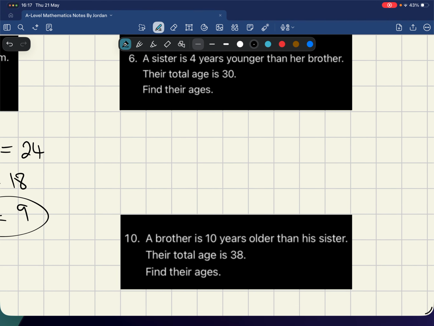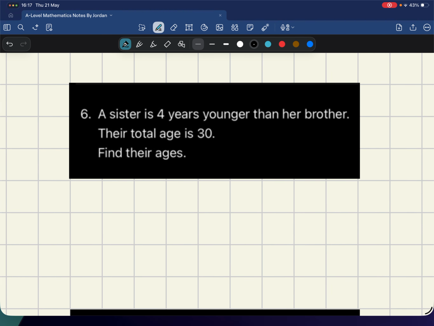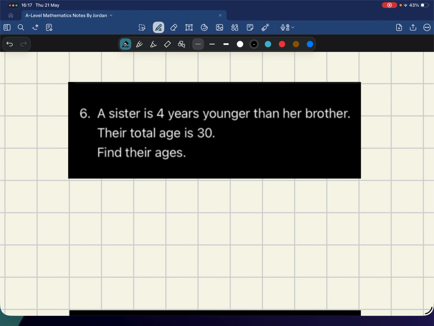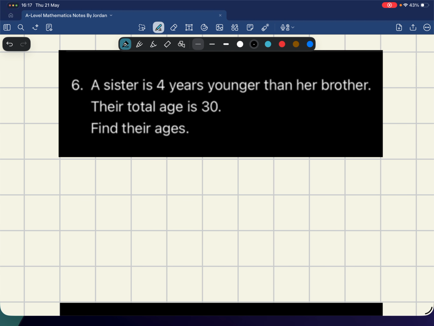And we'll have a go at number 6. So these two questions are really similar, so you'll find a very similar approach for this type. You can do these in different ways. So in this one I will actually show you two different ways of doing it. So we have a sister being 4 years younger than her brother. So I'm just going to write sister and brother. Total age is 30. So the sister's younger and the brother's older.